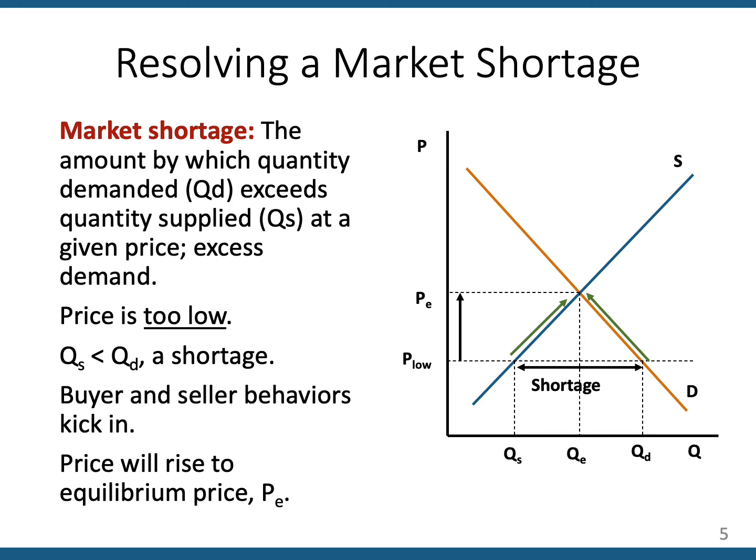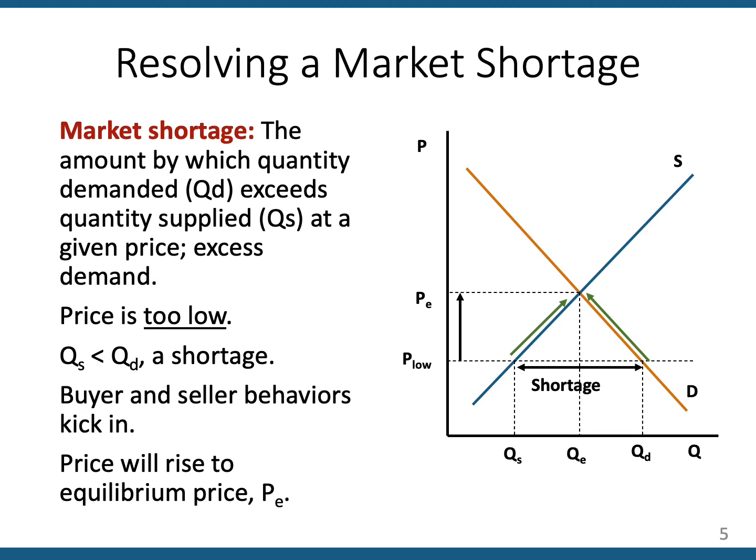Again, let's think about why the price will adjust. Well, imagine that it does not adjust. Imagine that it's still stuck at P sub low. At a price of P sub low, follow horizontally to where it intersects with the supply curve and drop down to the x-axis, Q sub S. That would be the quantity supplied by sellers at that artificially low price.